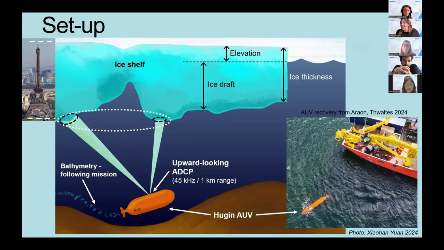Okay, so this is the setup. So we had our AUV in the bathymetry following mission. And then we had an upward-looking ADCP with 4 beams. And the range of this ADCP is around 1 kilometer, so we could always see the ice base from it. And here's a photo from Xiaohan's nice drone photos of a recovery of the AUV from 2024. Just so you see, here's the icebreaker, so you see the size of it.